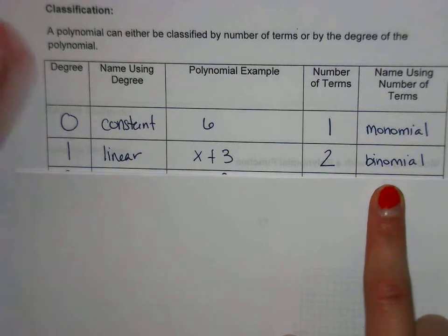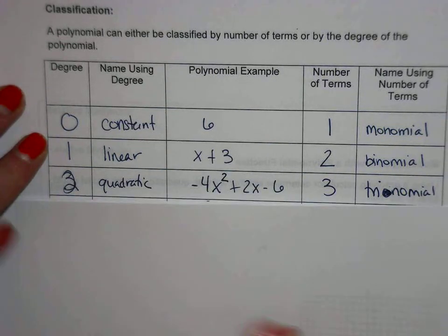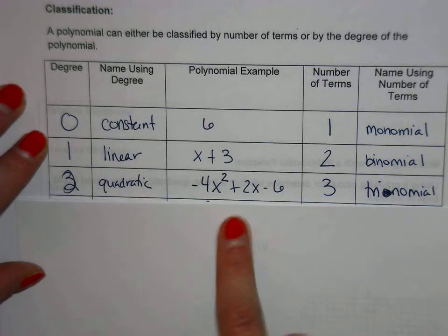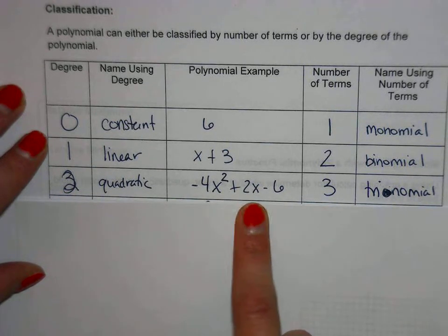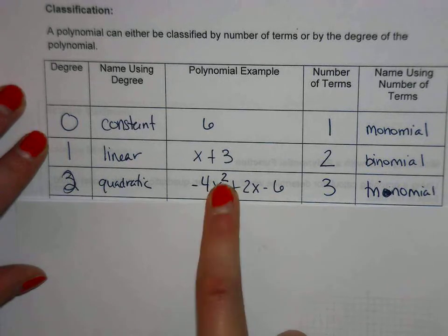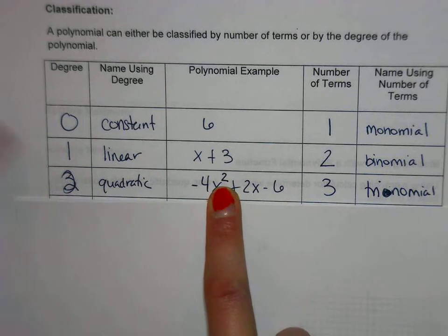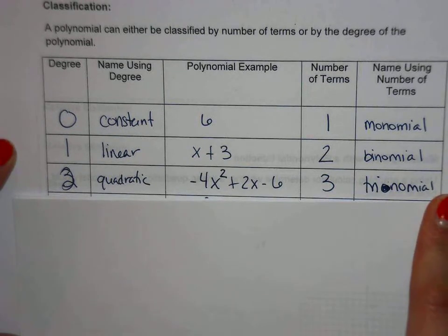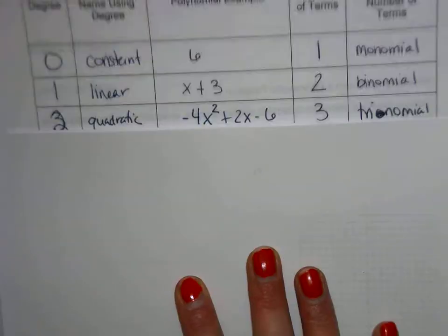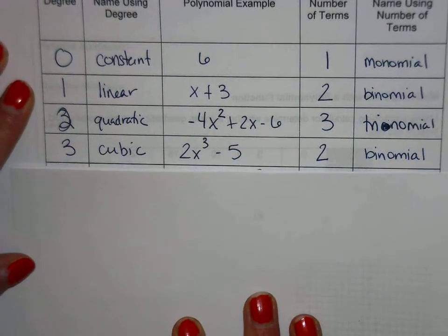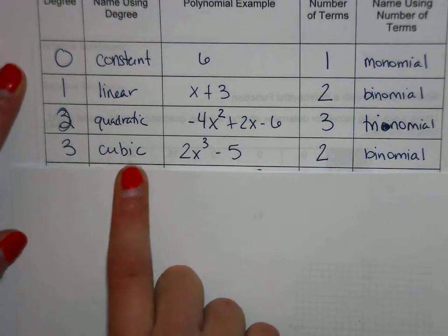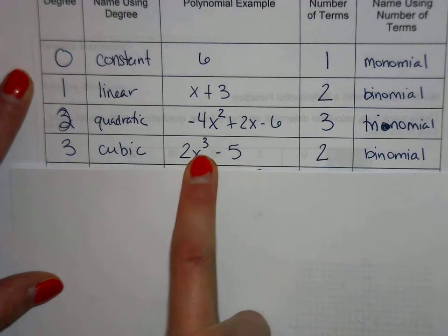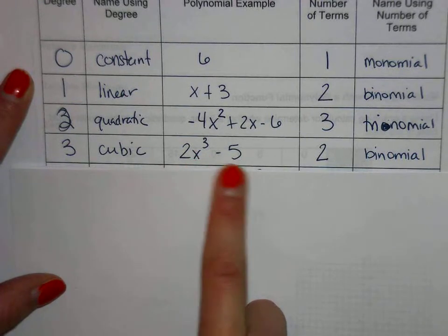If we have a degree of 2, it's a quadratic. So an example would be a negative 4x squared plus 2x minus 6. Here's our degree of 2. We have 1, 2, 3 terms, so it's a trinomial. If we have a degree of 3, it's called a cubic. So 2x to the third minus 5, there's our degree of 3. There are 1, 2 terms, so it's a binomial.